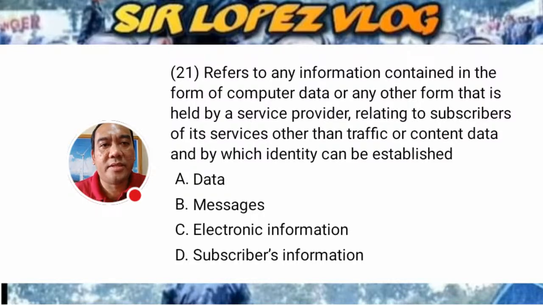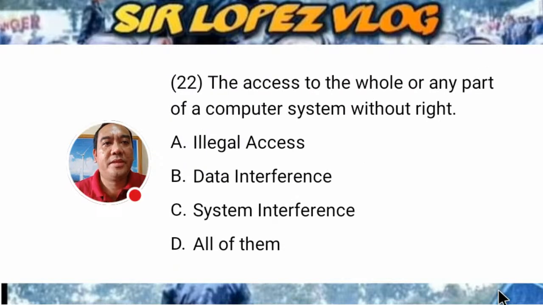Next is 22. The access to the whole or any part of a computer system without a right. A. Illegal access. B. Data interference. C. System interference. Or letter D. All of them.